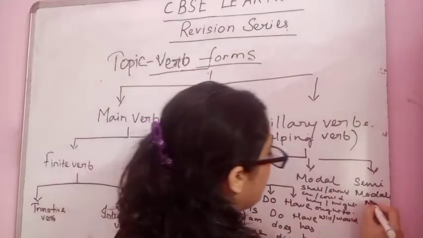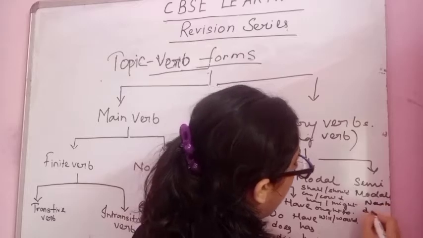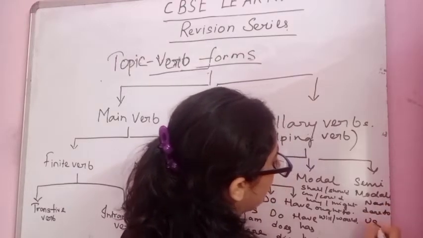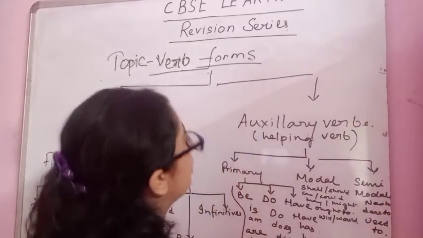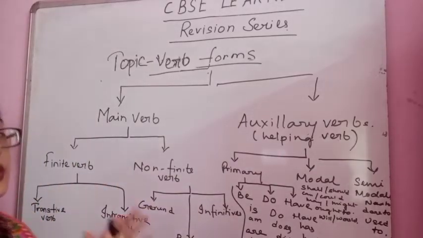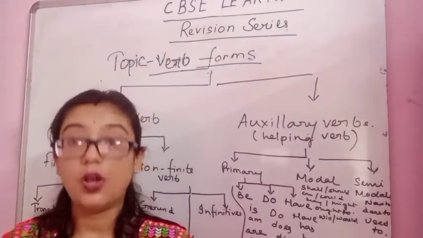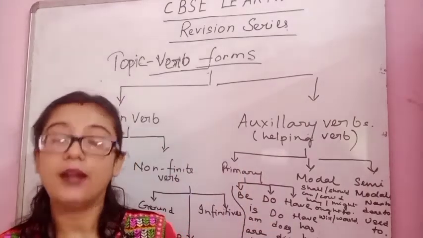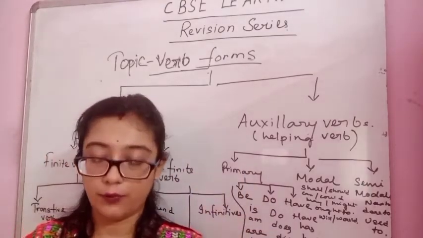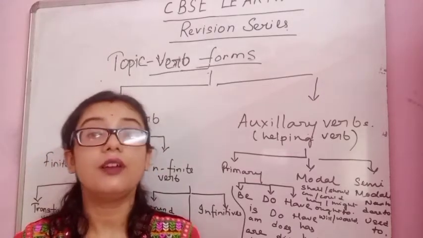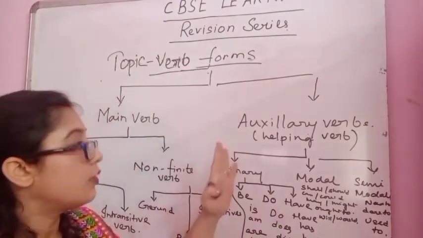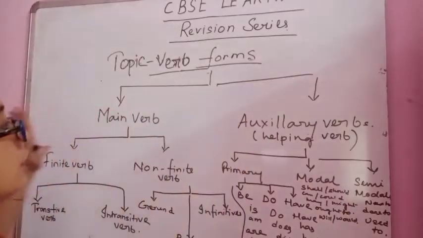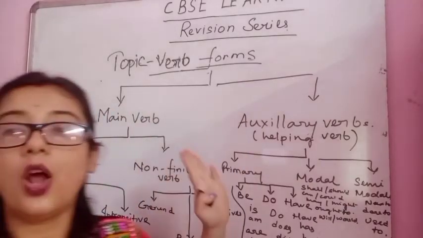Need to, dare to, used to. Okay, so this is the chart for the types of verb form, and on the other hand, we can classify verb form into two other types: irregular and regular. First we will see this main chart, which has main verb and auxiliary verb.